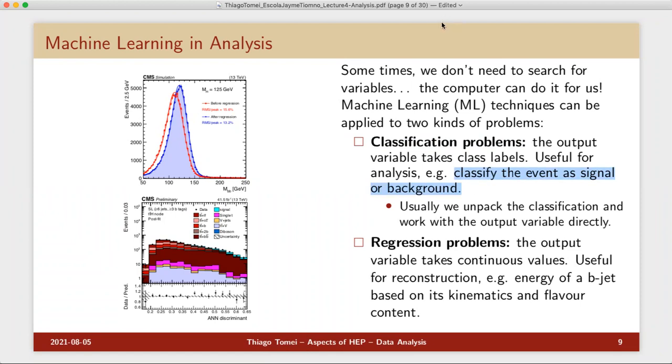Although we do something that people in machine learning analysis, in real computer science, don't usually do: instead of just asking the computer to do the classification, we go one step back, we unpack the classification, look at the output of the machine learning, and then try to work with this histogram here.